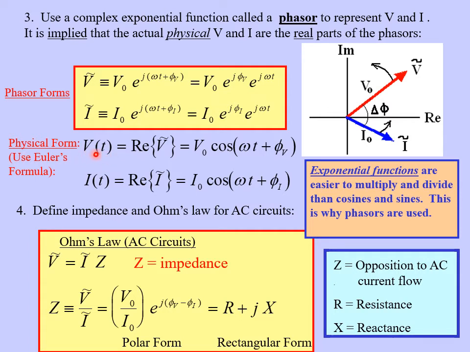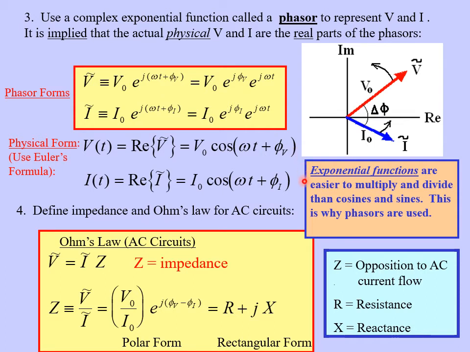Our real voltage, V as a function of time, is equal to V naught, the amplitude, times this cosine function of omega t plus the phase constant. So this is what we would actually measure with a voltmeter or an oscilloscope. We can't really measure a phasor, but we can use a phasor mathematically to calculate things. And that's what's so powerful about the phasor.